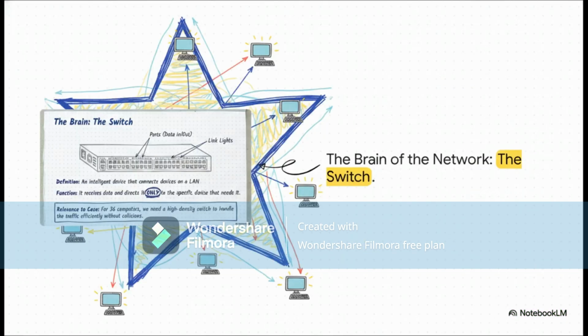Right at the heart of our star, we've got the brains of the whole operation, the switch. When one computer wants to send some data, the switch acts like a super smart traffic cop, making sure that data goes only to the computer that needs it. For our lab of 36 computers, we'd need a pretty beefy switch to handle all that traffic.